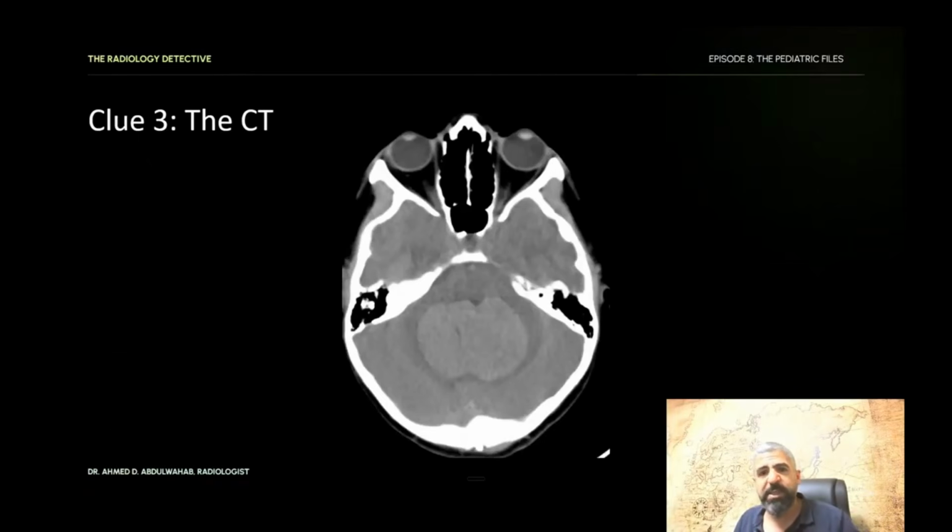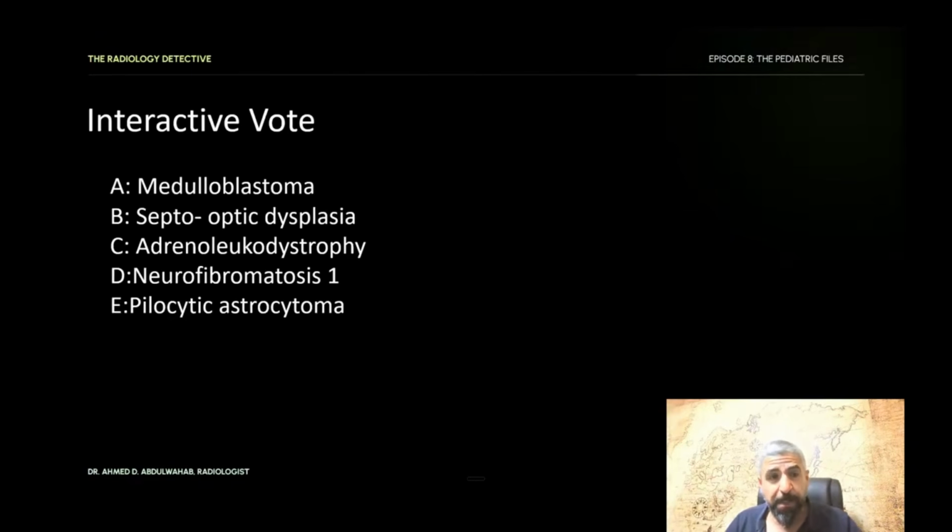It's called the CT scan. On a CT scan, the mass would be bright white. It's composed of densely packed cells. It's white or hyperdense on CT scan. You have all the clues. Is it A, medulloblastoma, B, septo-optic dysplasia, C, adrenoleukodystrophy, D, neurofibromatosis type 1, and E, pilocytic astrocytoma?